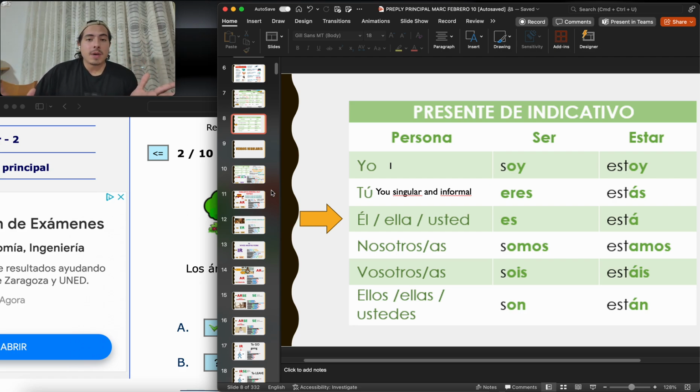So basically, that's the differences between SER y ESTAR. I hope you could understand the differences. If you have any questions, please let me know.